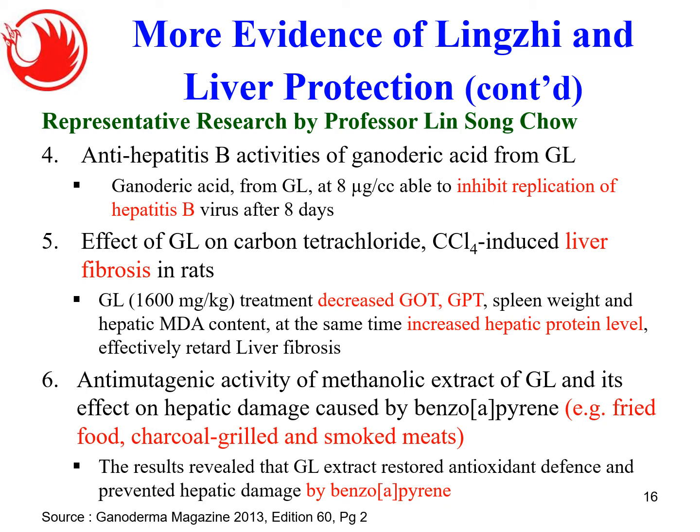Another research, number 4, looks at Ganoderma linker's anti-hepatitis B activity. The results show that the extracted ganoderic acid from the Ganoderma linker is able to stop the replication of hepatitis B virus.